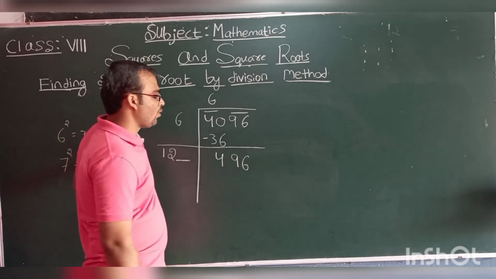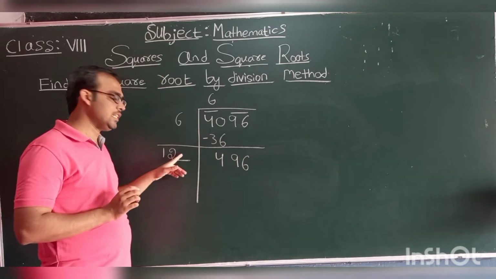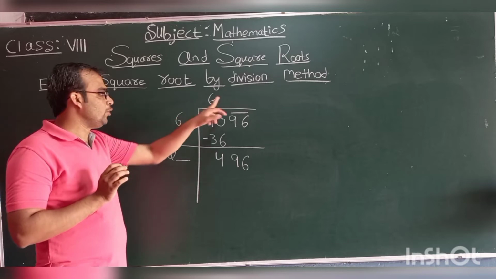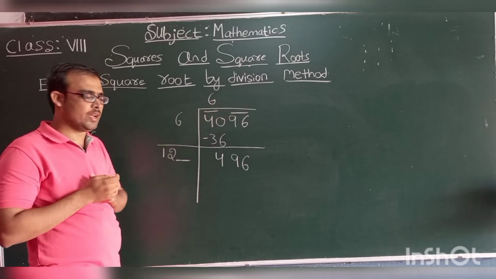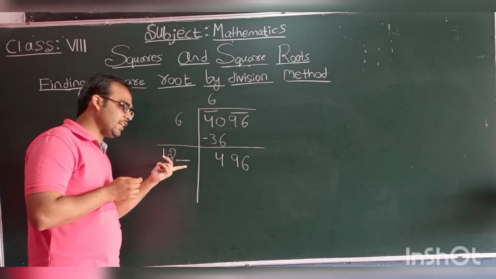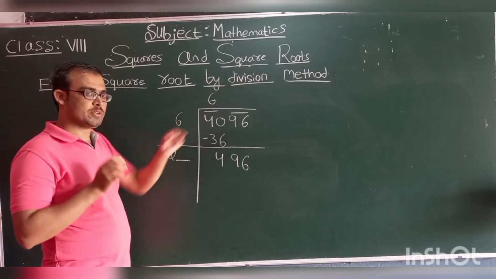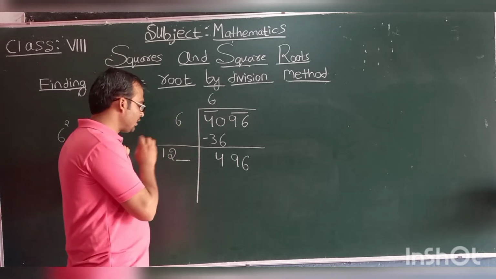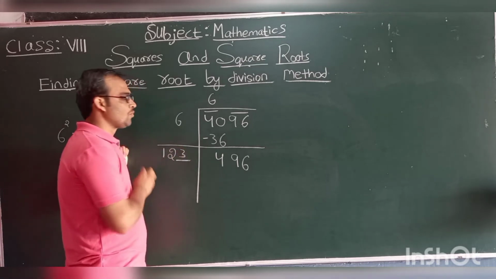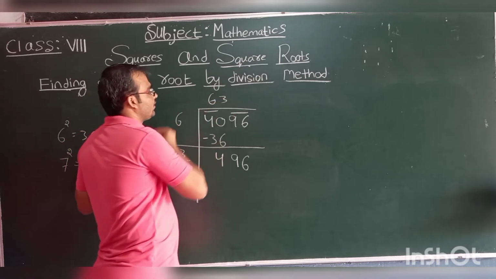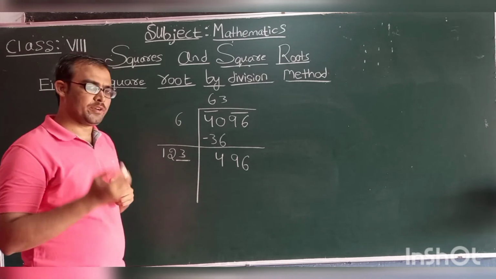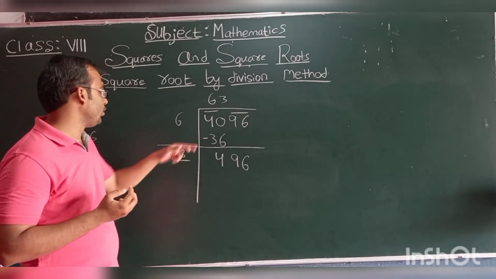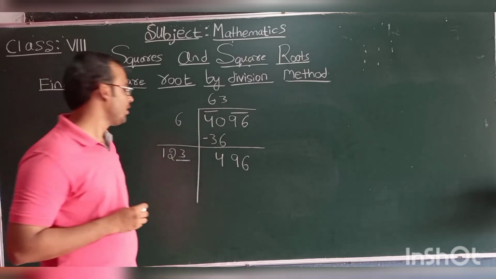Okay. Now what is the next step? We need to fill this blank with a digit, and the same digit will be the new digit in the quotient side. Okay. And the product of this divisor and new digit must be equal to 496. So now let us fill this blank with 3. Okay. So here 3. Now what we need to do? We need to just check whether the product of 123 into 3 is 496 or not. Okay.